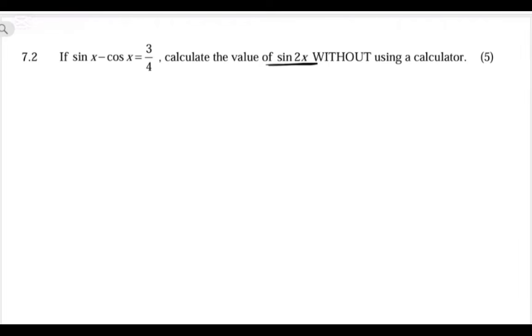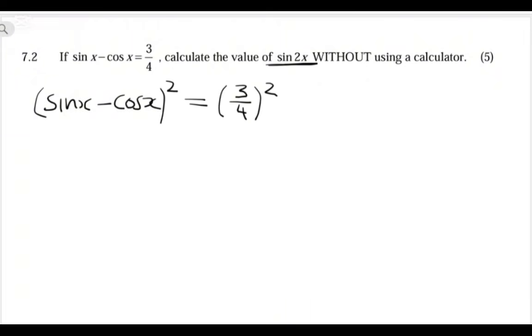These types of questions are the ones where, when you want to solve them, you need to use that method of squaring both sides. So here on this question, we're going to square this sine x minus cos x. And we also square the other side, 3 over 4, just the way we did on the other one. After we square both sides, we can expand this.